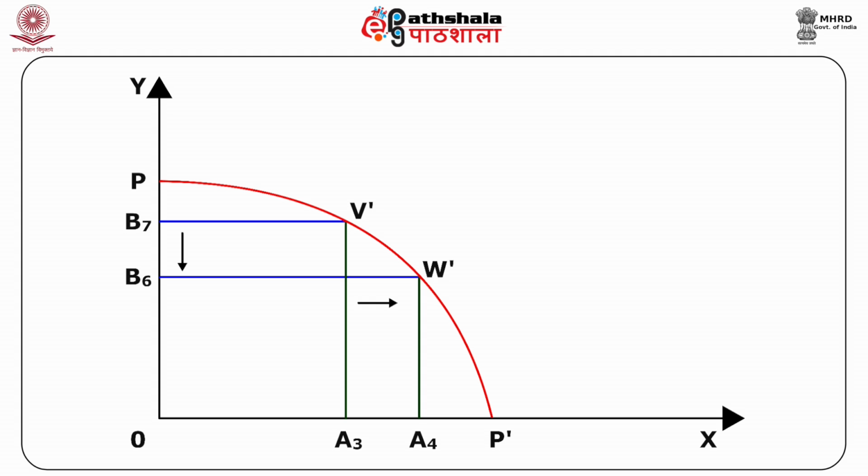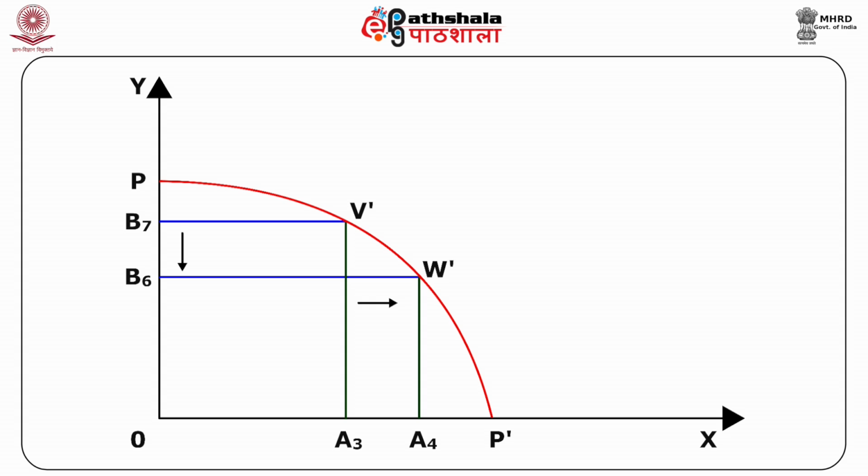Let us imagine that V prime is one such point. At this point, what we notice is B7 was exactly tangential to A3. Therefore, we plot the point which represents the given quantity which is A3 of X, which combines with the given quantity of Y which is B7, and this combination is represented as V prime. Now, if the production of Y goes down from B7 to B6, then consequently, if there is full utilization of resources, it stands to reason that the production of X should increase.